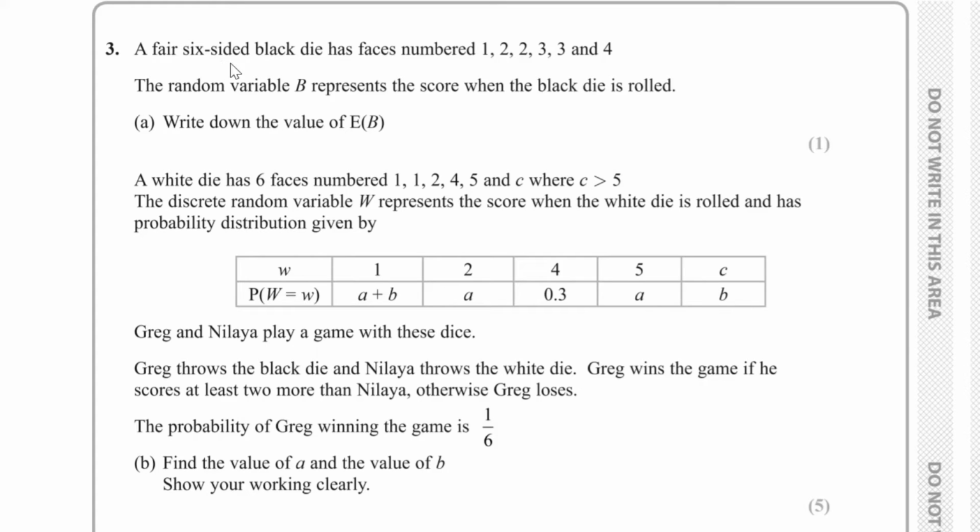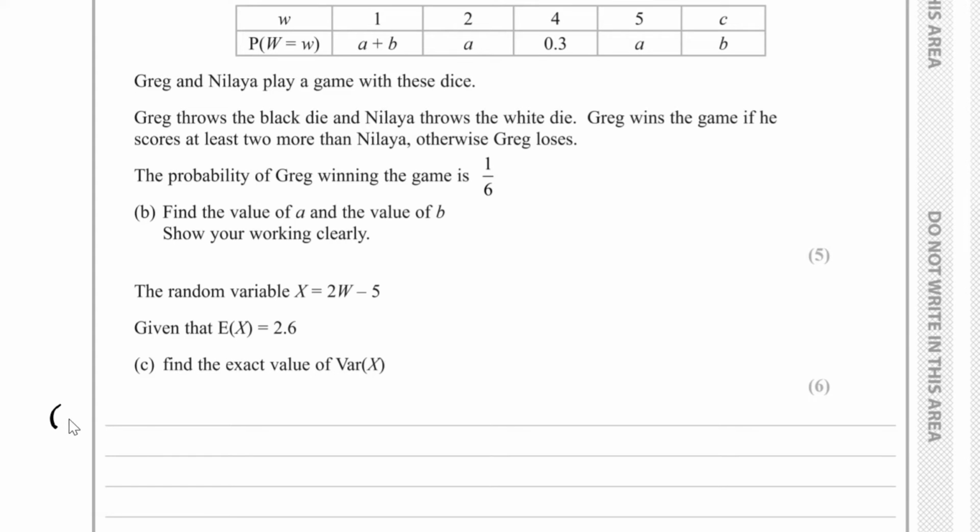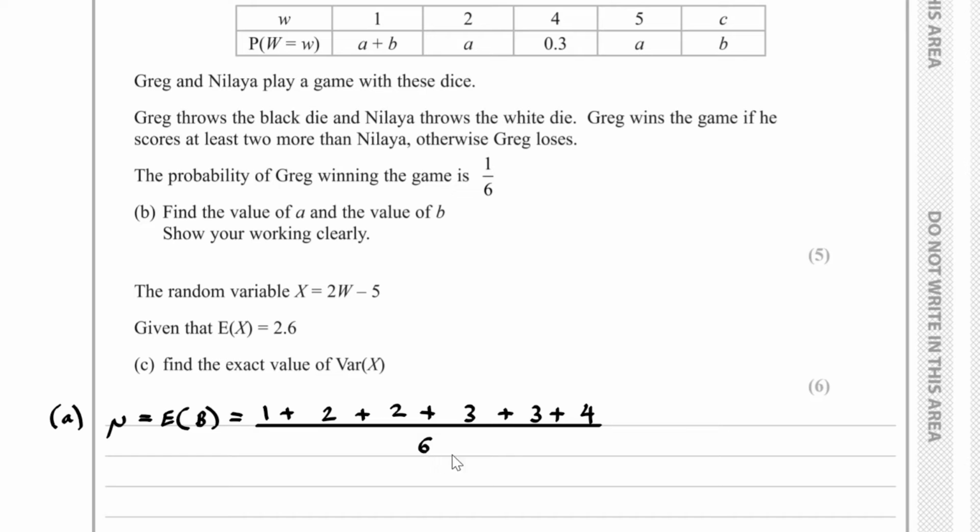Question number 3. A fair 6-sided black die has faces numbered 1, 2, 2, 3, 3 and 4. The random variable B represents the score when the black die is rolled. We have to write down the value of the expected value of B. Well, part A is quite straightforward. Hopefully you can see that the mean is the same as the expected value of B. So we have 1 plus 2 plus 2 plus 3 plus 3 plus 4. Those are the numbers on the black die, and we divide this by 6 because it has 6 faces. Working this out, we get 2.5.